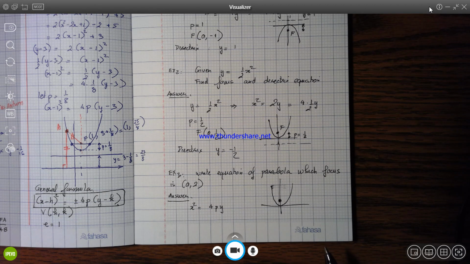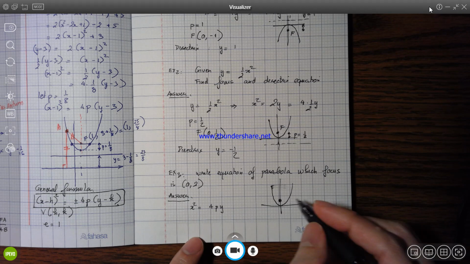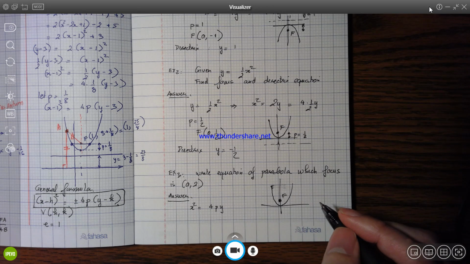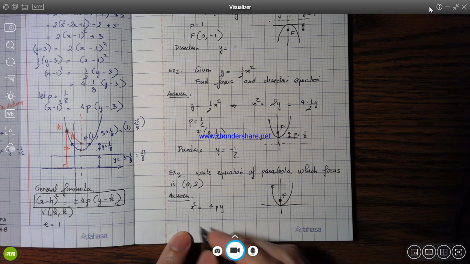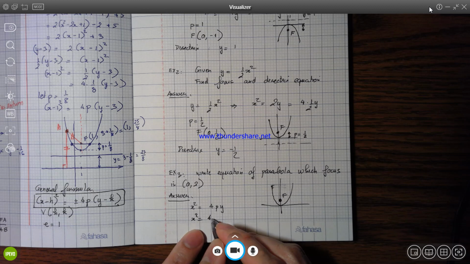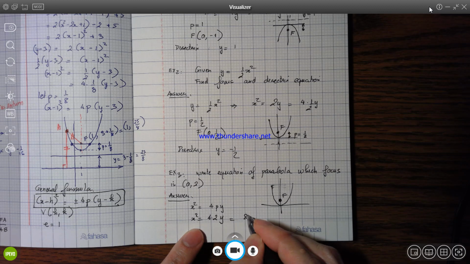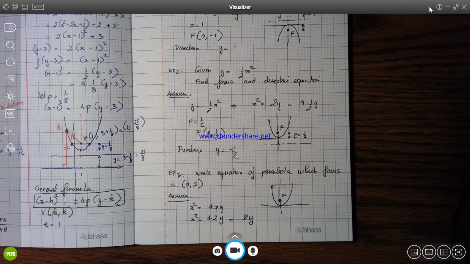and p is 2. P is 2 because this F right here is (0, 2), so p must be 2. Okay, so my equation becomes x squared equal to 4 times 2y, so that gives you 8y. Okay, so let me consider whether it could be opening down or not, because if it is opening down, think about that.